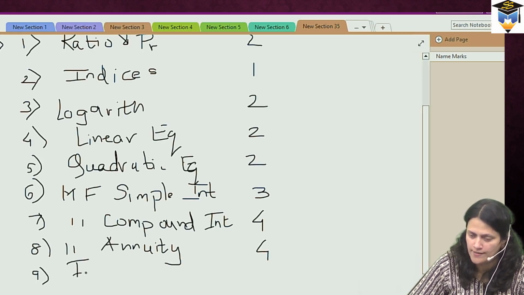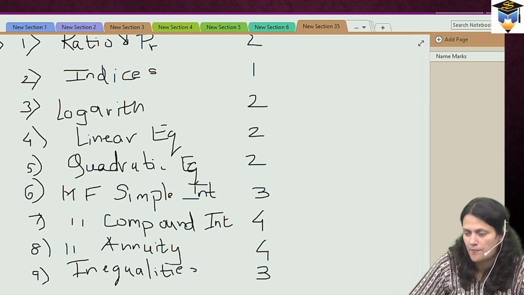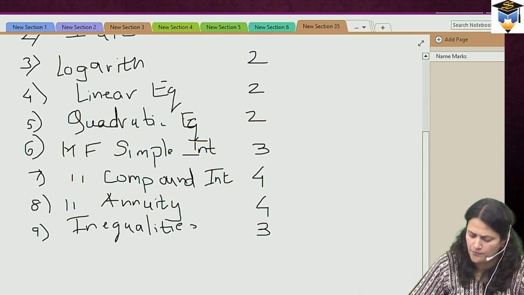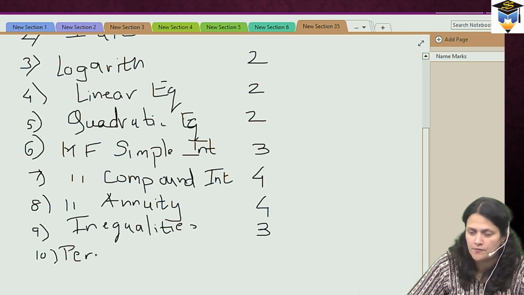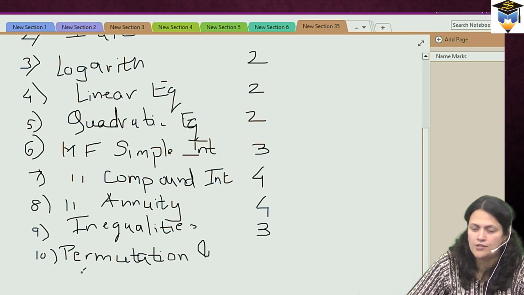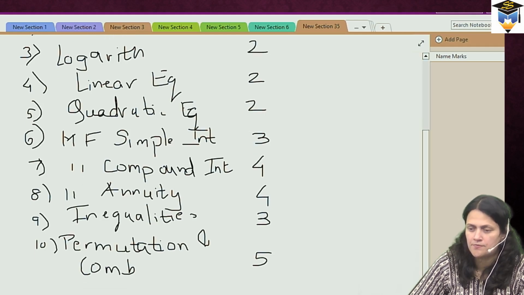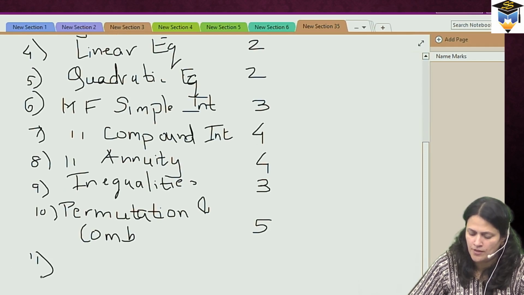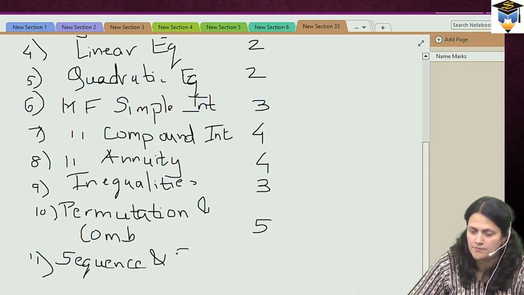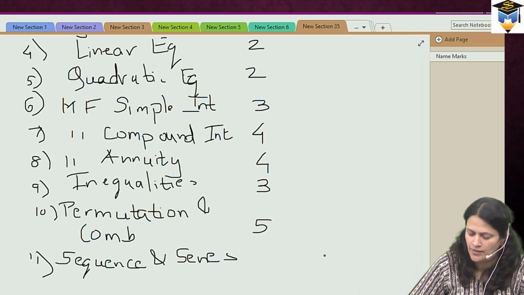Next, inequalities. It is for 3 marks. This is an important chapter, permutation and combination, 5 marks. Sequence and series, 6 marks.